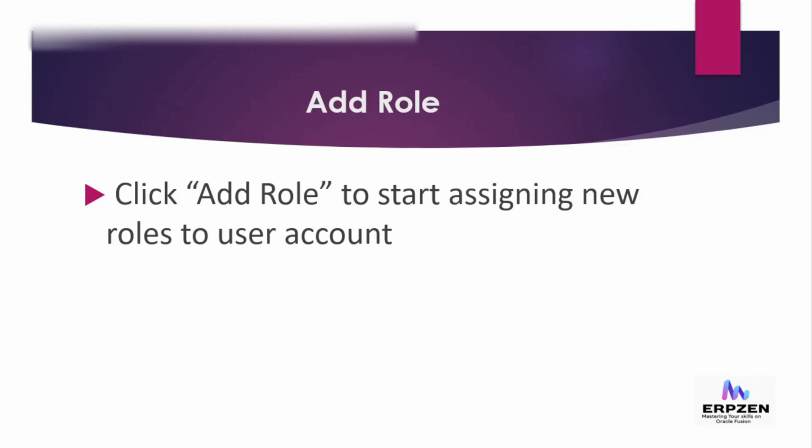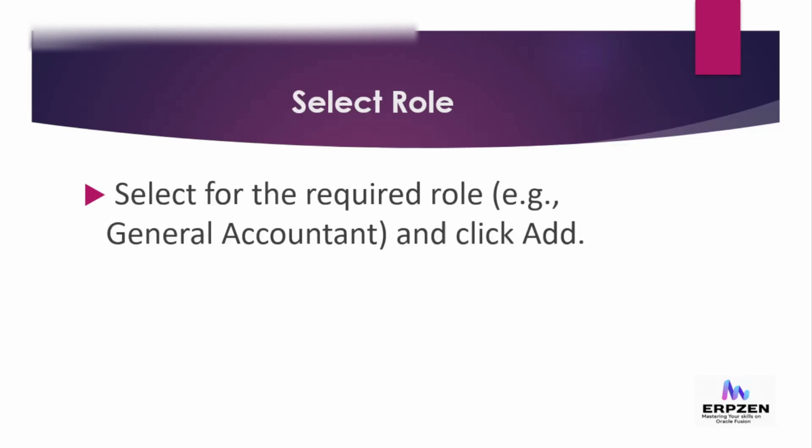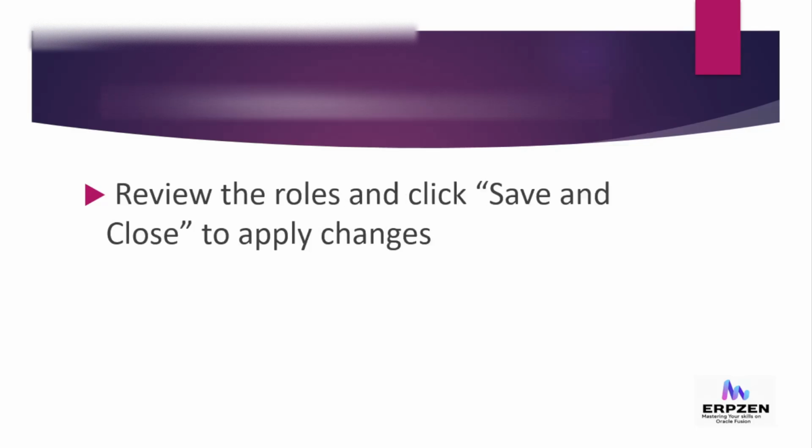To assign a new role, click the Add Role button. This will open a new pop-up window showing available roles in the system. Search for general accountant or another role in the search field. Now, select the roles and click on Save and close. Review the list of roles you have added. Once everything looks good, click Save and Close to apply the same changes.